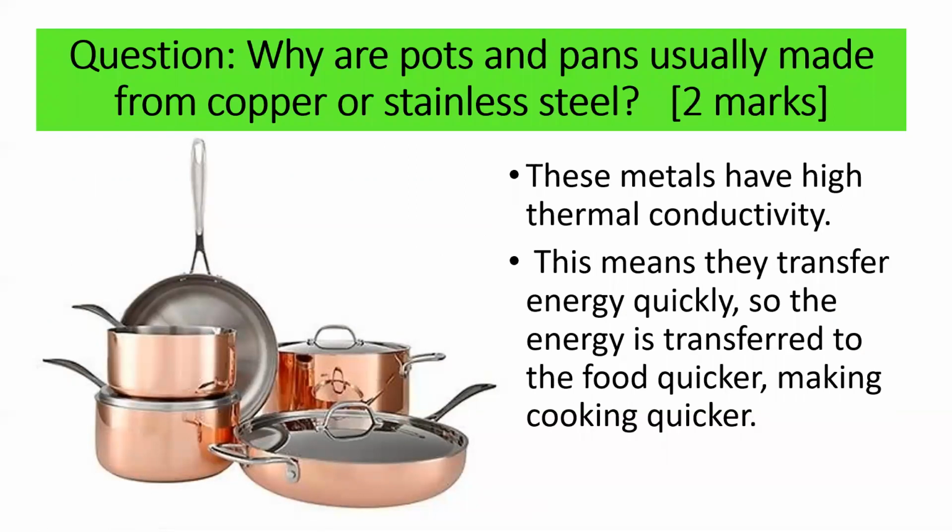We've just talked about the fact that metals have delocalized electrons and that these electrons can move through the metal and transfer the kinetic energy through colliding with the metal ions. So this means that they will actually transfer energy very quickly. Now this is ideal for cooking because the energy is going to be transferred to the food much more quickly. And that makes the cooking quicker.